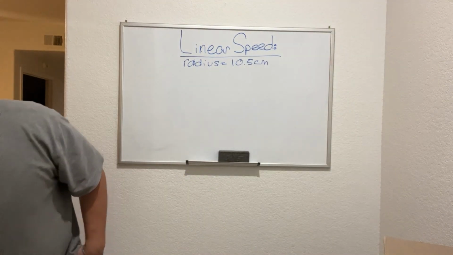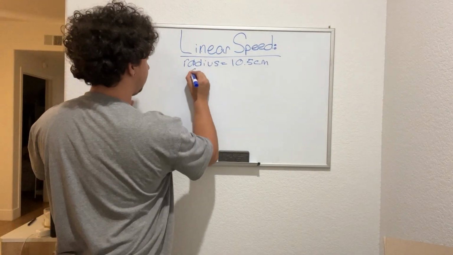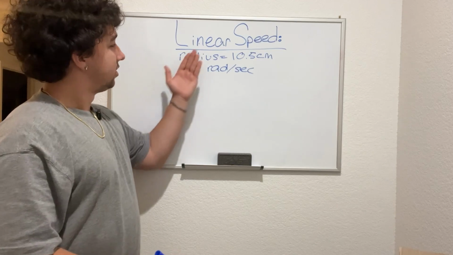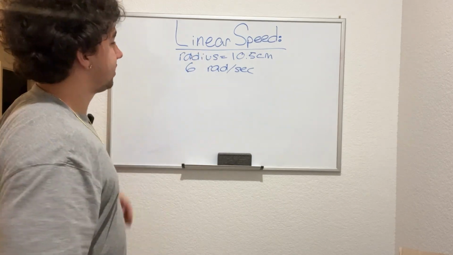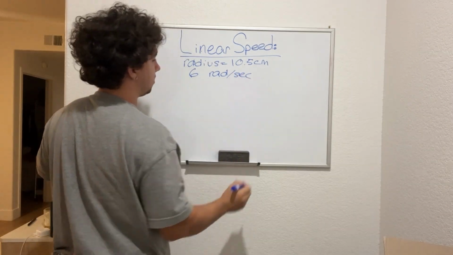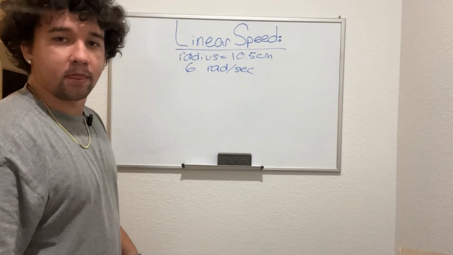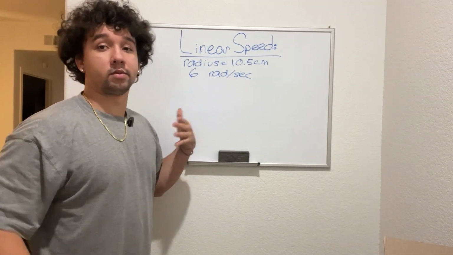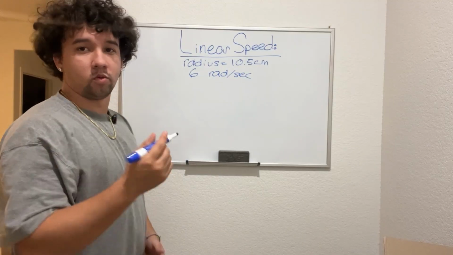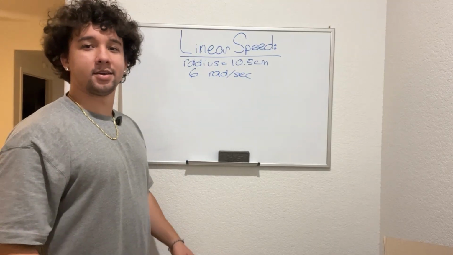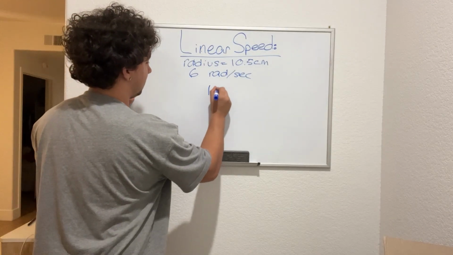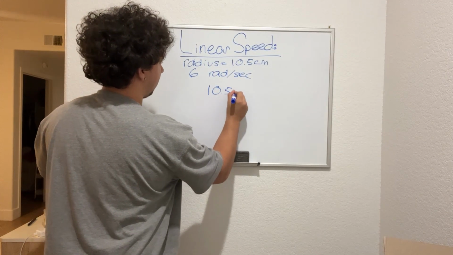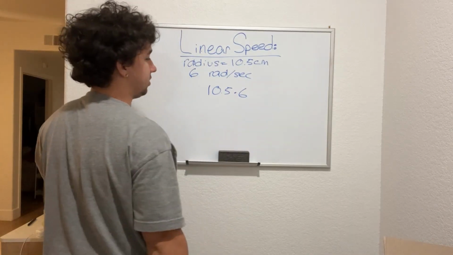is it turns at 6 pi radians per second. Radians per second, that is angular speed, right? This is in degrees basically, right? We're in radians now. So what was that linear speed formula I said? In this case, all this is 10.5 times 6.